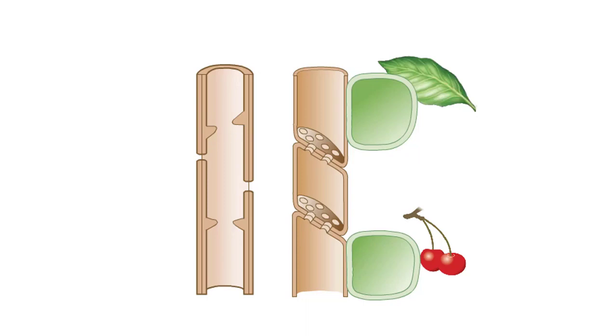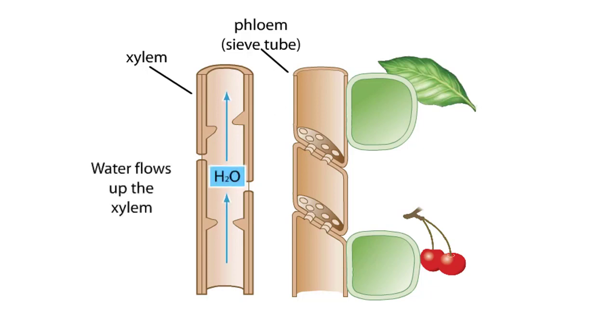The vascular system of plants has two transport tissues called xylem and phloem. Xylem transports water and minerals, while phloem transports a variety of dissolved substances, including sugars and amino acids, throughout the plant. Water in the xylem always moves up in the direction from the roots to the leaves. At the leaves, water evaporates.